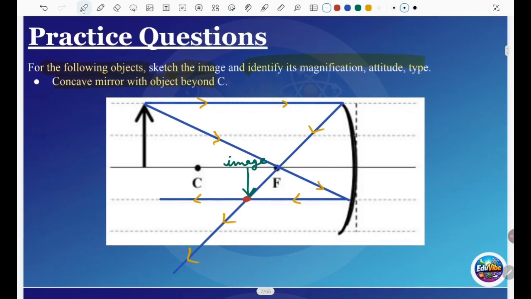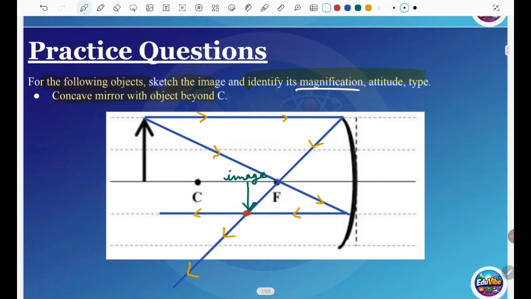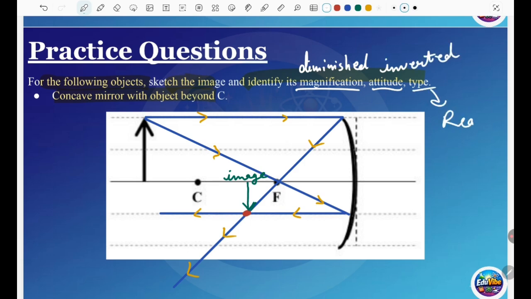So what type of magnification do you get? You get diminished, because this is the large object and you get the small image. So this is a diminished one. And what attitude do you get? You get inverted orientation, and the type is real, because there is only one case in a concave mirror where we get a virtual image, with a dotted line. Otherwise you have a real image. So those are the three things you have to find, and the diagram you have to make.